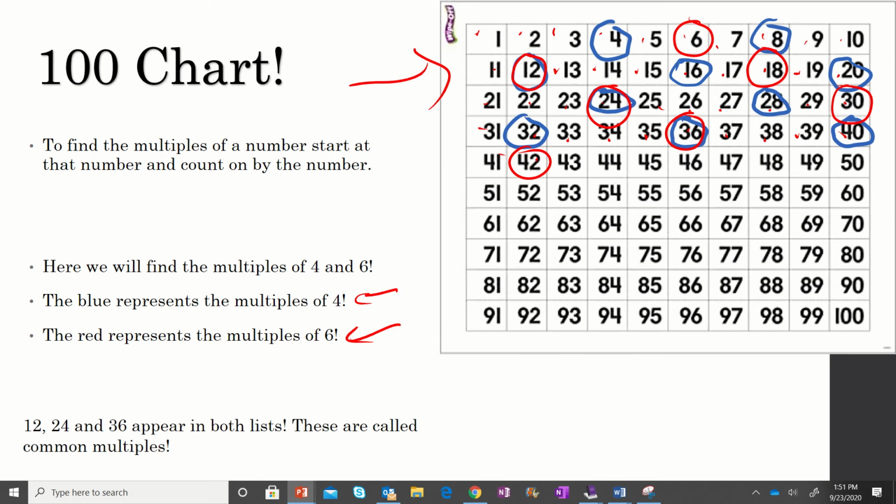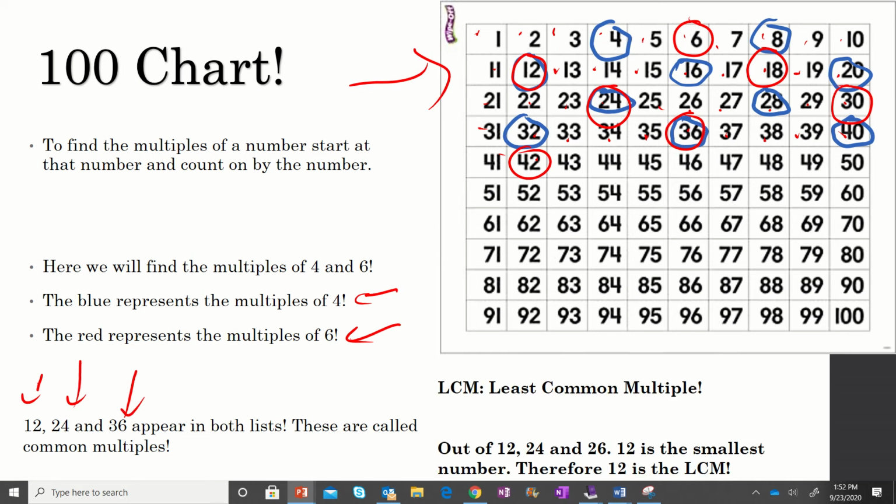Now we see that 12, 24, and 36 appear in both lists. This is called a common multiple. The least common multiple is, out of 12, 24, and 36, the smallest number, so 12 is the least common multiple. The greatest common multiple would be 36. That is how you use a 100 chart. It's very easy. It will be on a test. You'll be able to use it to find multiples, and I hope it helps.